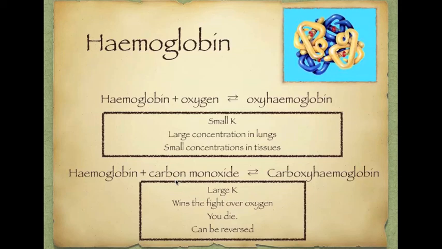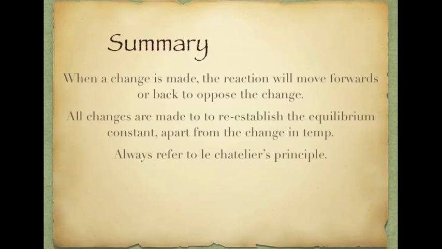Now we have a summary, surely. Yes, we do. Summary of Le Chatelier. When a change is made, the reaction will move forwards or backwards to oppose that change. All changes are made to re-establish the equilibrium constant apart from a change in temperature. So whenever you change something, your reaction will move to re-establish the equilibrium constant. The only time you do not re-establish the equilibrium constant is when you change the temperature.